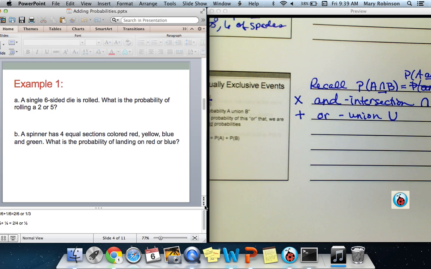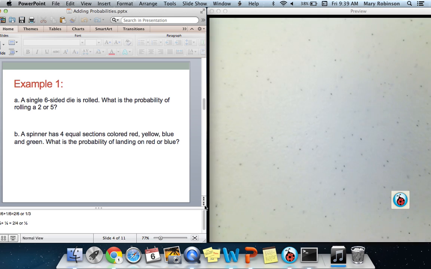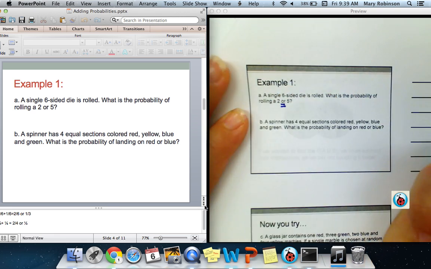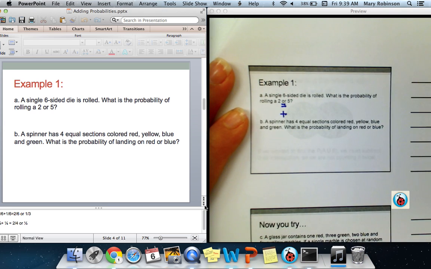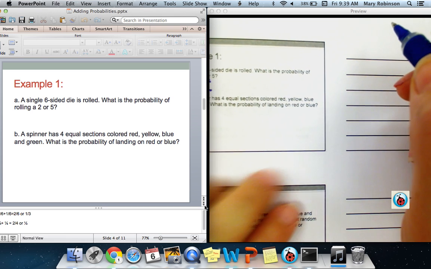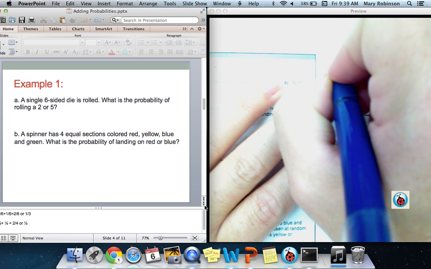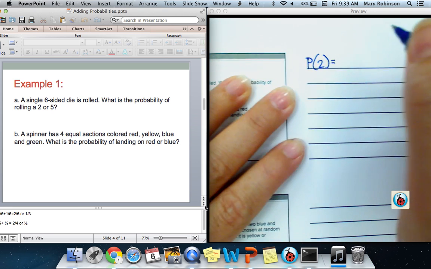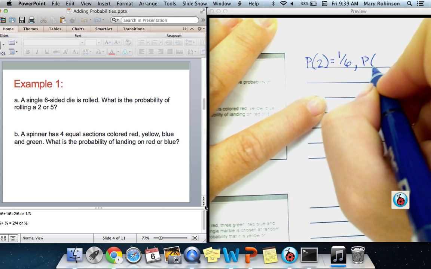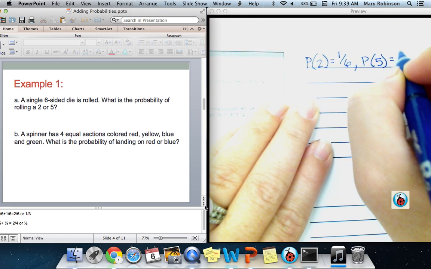So let's take a look at the first example. It says a single 6-sided die is rolled. What is the probability of rolling a 2 or a 5? So one thing to note is the word or. As soon as I read that, I know that I need to add probabilities. If I roll one die, I need to first understand the probability of rolling a 2. The probability of rolling a 2 would be 1 out of 6, while the probability of rolling a 5 would also be 1 out of 6.